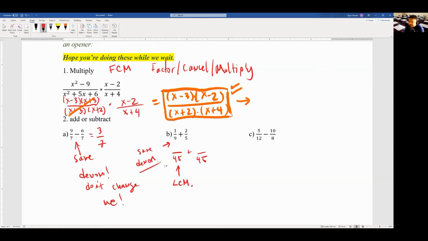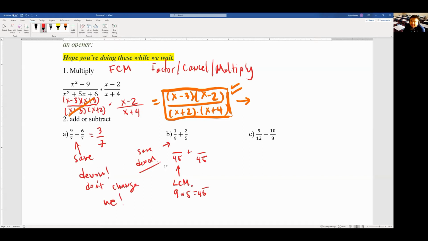least common multiple, the smallest number. Yes, that's true. The smallest number that they both multiply up to is 45. Also, as Lucas said, just 9 times 5 gives me 45.